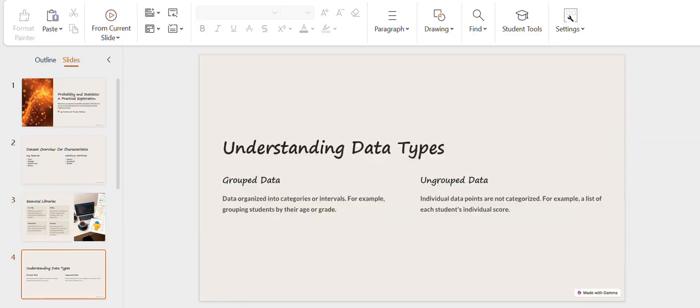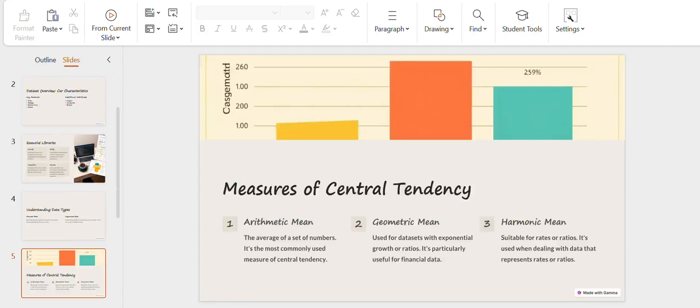So, understanding data types. The first one is grouped data. This is a type of data in which the whole data is converted into the form of classes as well as intervals. The second one is ungrouped data. In this type of data, the data is in the form of a list.